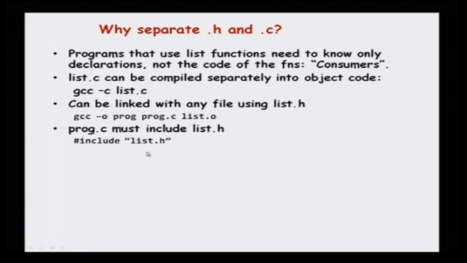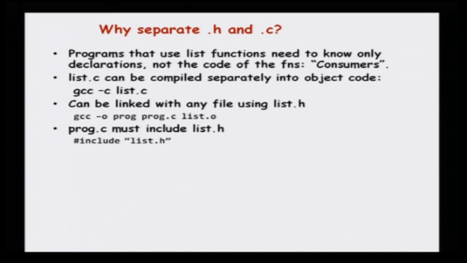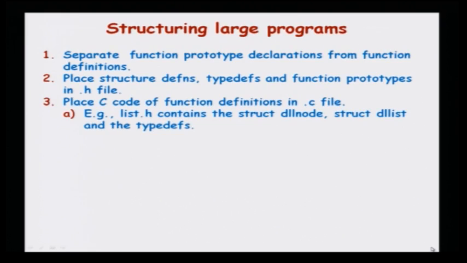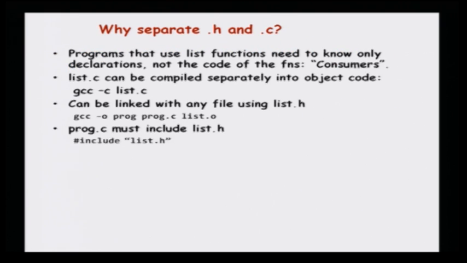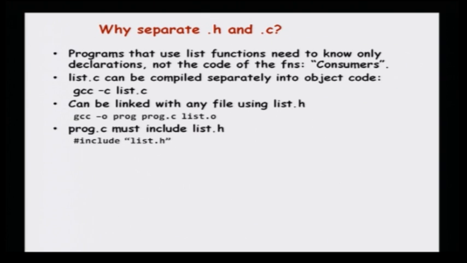When we wrote stdio.h, what we had was angular brackets, open angular bracket and close angular bracket. Here we have quotes. Okay, why is that? We will see this.